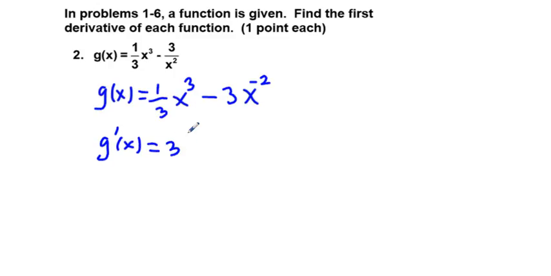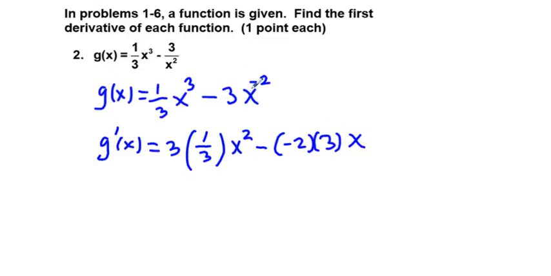we have 3 out front, times 1/3 x, and for x we have 3 minus 1, which is 2, so we have x squared. And then for this second one, we have x to the negative 2 power, so we're going to multiply by negative 2 out front, and then we have this 3 that we kept here, and we have x to the negative 2 minus 1, which is negative 3, so we're going to clean it up and put our final answer here.